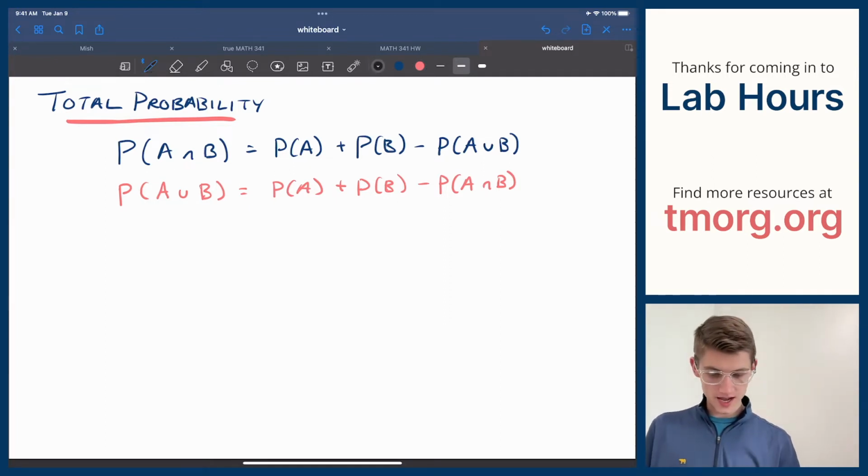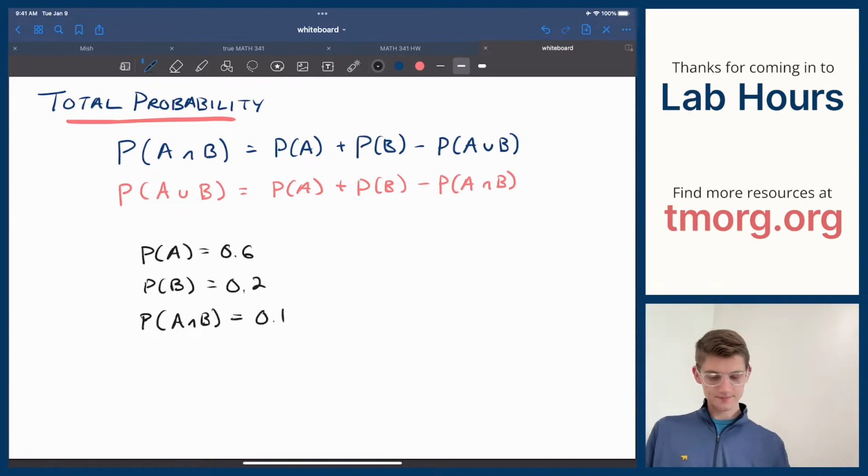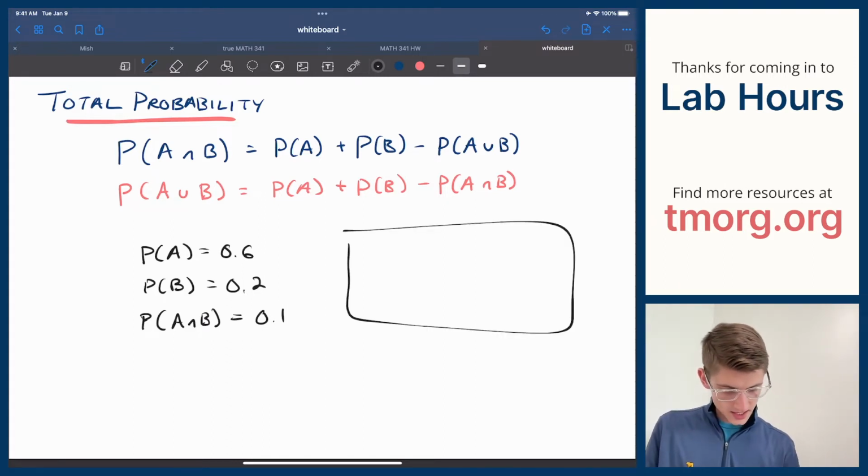If I were to give you, probability of A is equal to 0.6, and probability of B is equal to 0.2, and probability of A intersect B is equal to 0.1. First of all, I would point out that all of these probabilities are reflecting a sort of grid, right? Or let's just do this, and let's divide it into 10 pieces, okay?